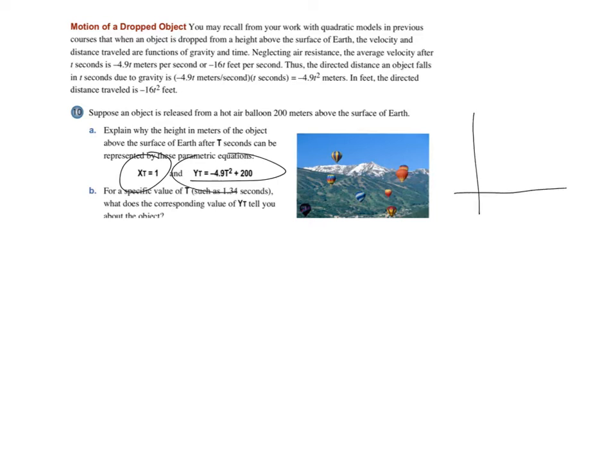So if I was to graph this, 0, 1, 2, and with a height of 200, my object is going to start up here and it's going to fall towards Earth. And now depending on what we use for our t scale or t interval, that's going to determine the length and how often those dots appear. But now in part B, it says for a specific value of t, such as 1.34, what does the corresponding y of t tell you? I've already answered that. Y is going to be the distance above the Earth.